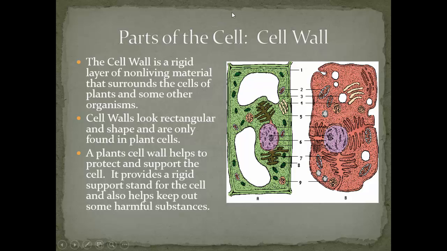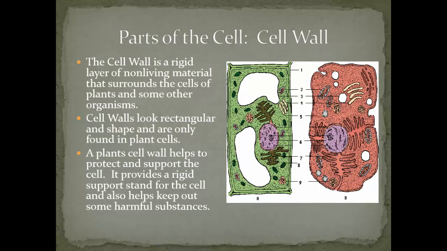The cell wall is a rigid layer of non-living material that surrounds the cells of plants and some other organisms. Cell walls look rectangular in shape and are only found in plant cells. A plant's cell wall helps to protect and support the cell. It provides a rigid support for the cell and also helps keep out some harmful substances.